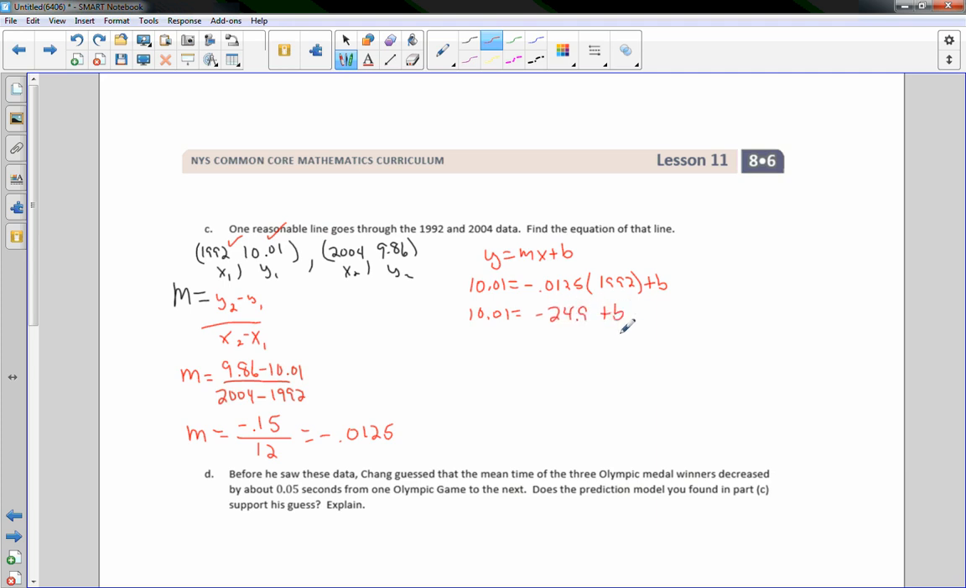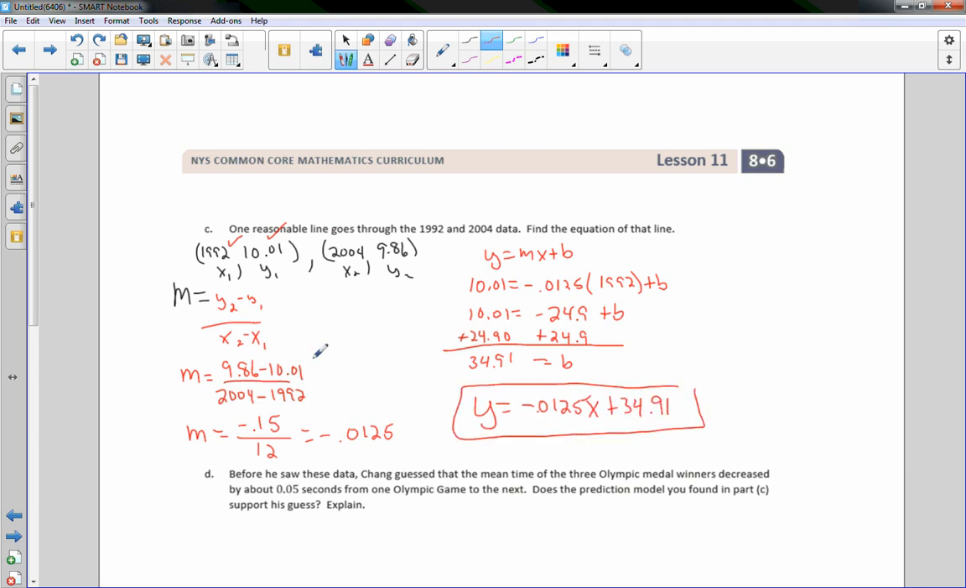So when I add 24.9 to both sides, I get b equals 34.91. Now I write my equation, y equals negative 0.0125x plus 34.91. And that is my line of best fit equation.